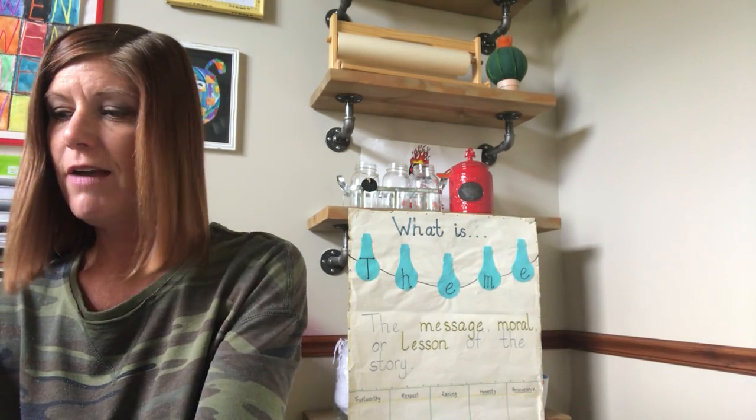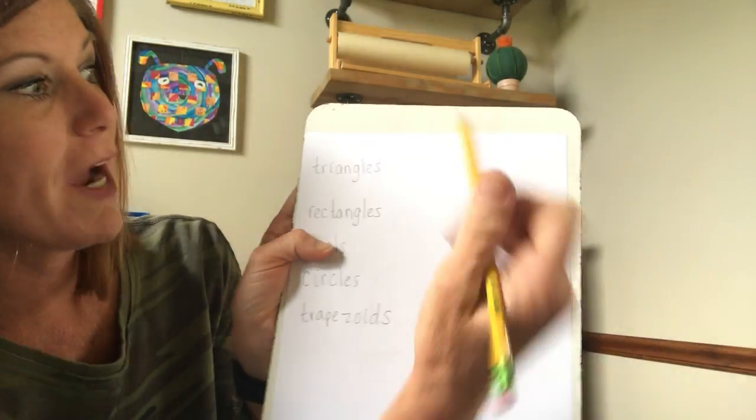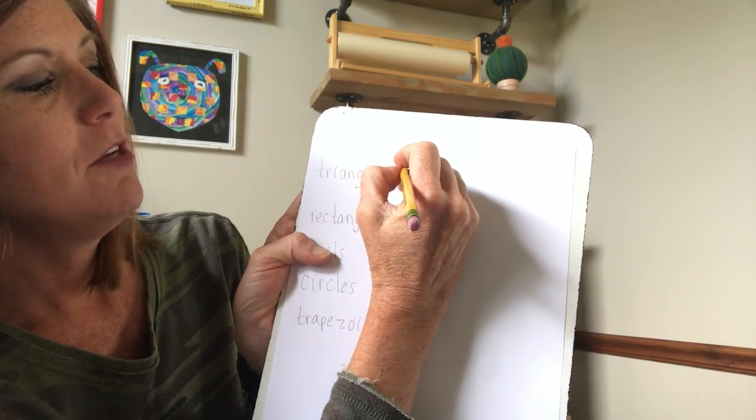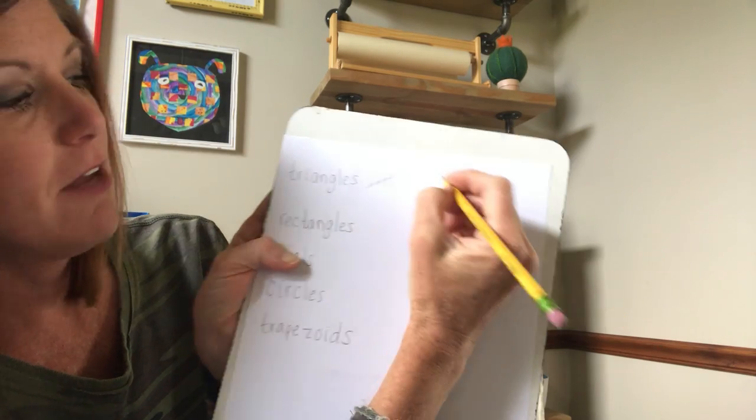And so now I've got to go to my list, and I've got to make tallies for 41 triangles. So 1, 2, 3, 4, 5. Remember the fifth one falls down?